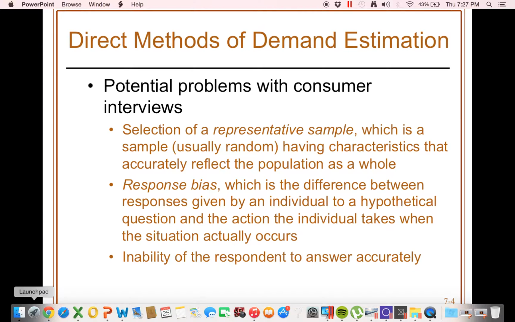Another problem is the inability for the respondent to answer accurately. Sometimes you just don't necessarily know the right answer.